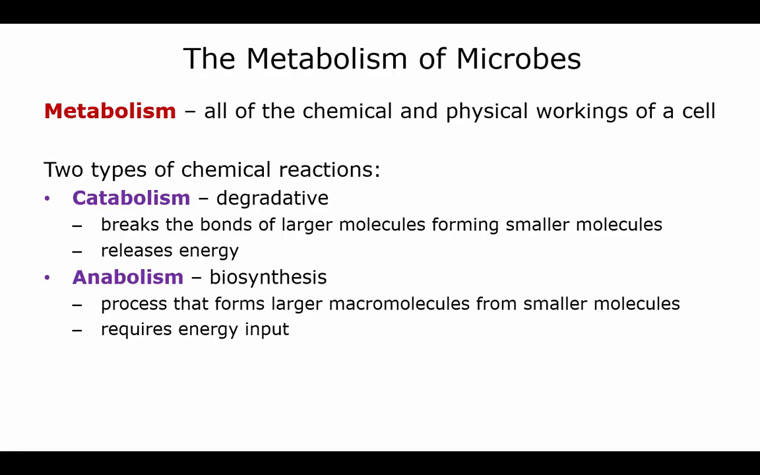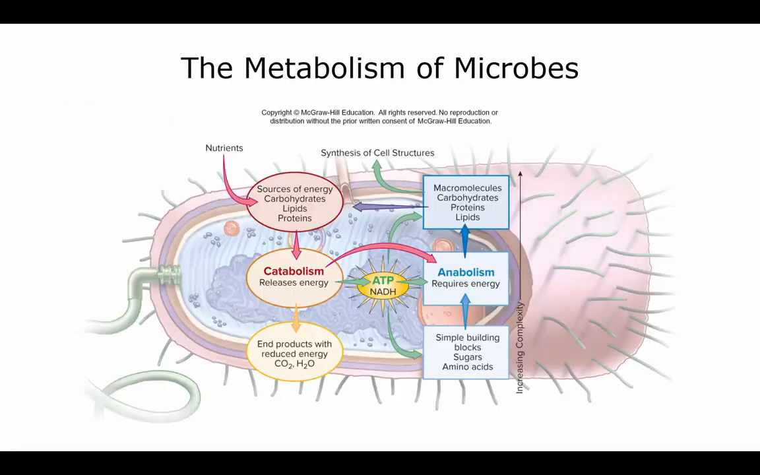And then anabolism is the other chemical reaction where we're actually putting together the smaller molecules to make the larger macromolecules, where we put the amino acids together to form a protein, or we put the sugars together to make a carbohydrate. And this is going to require the input of energy.